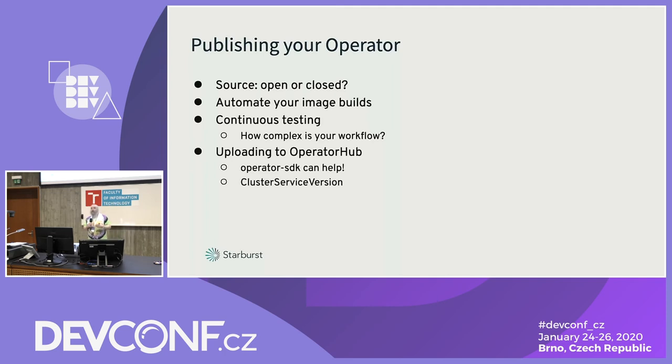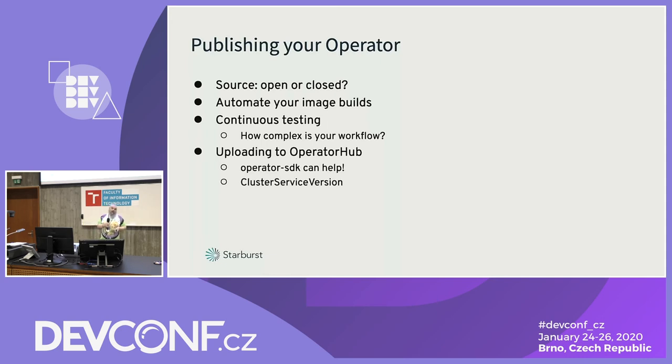The other thing you'll want to do is start automating your image builds. Every time you update your operator, every time you're testing, and every time your testing passes, you're creating new images and automatically uploading them. Again, continuous testing. This is where things get difficult, because you can imagine for something like Presto, you saw that it deployed a lot of pods with it, and there was a lot going on there, right?